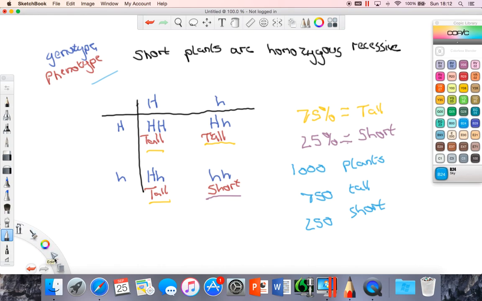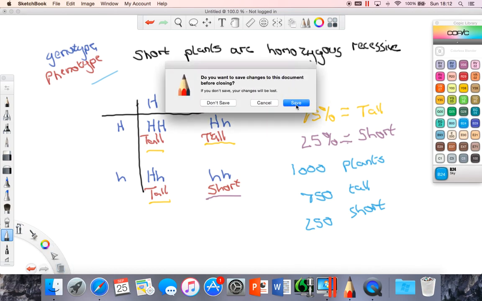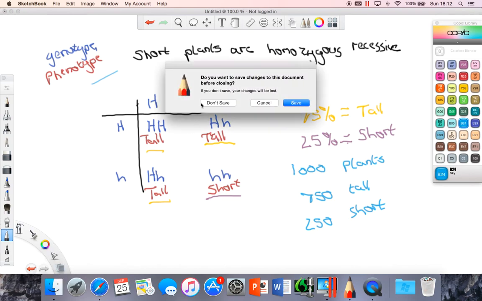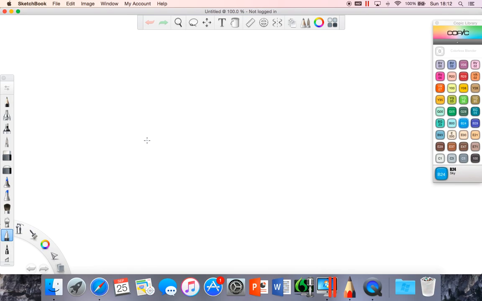So if we change this and start a new one, we don't want to save that. We could start by looking at the chi-squared. So a chi-squared equation is as follows. We've got chi-squared, which is usually shown like this, is equal to the sum of the observed minus the expected squared, divided by the expected, like so.